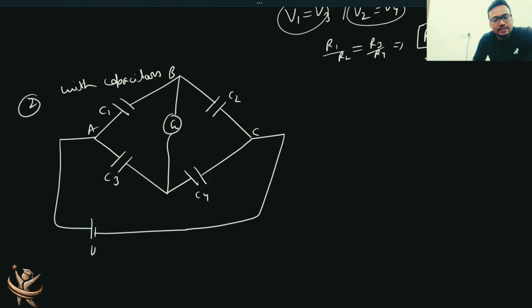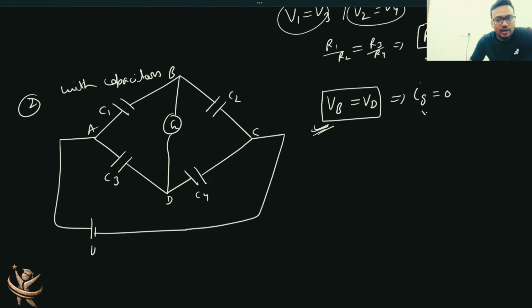If I connect it to some external supply like this, with nodes A, B, C, D, then under balanced situation, when all these capacitors are fully charged, VB must equal VD. This is the condition for the balanced situation. That will give you the outcome that Ig is 0. There is no current through the galvanometer. So this is more important.